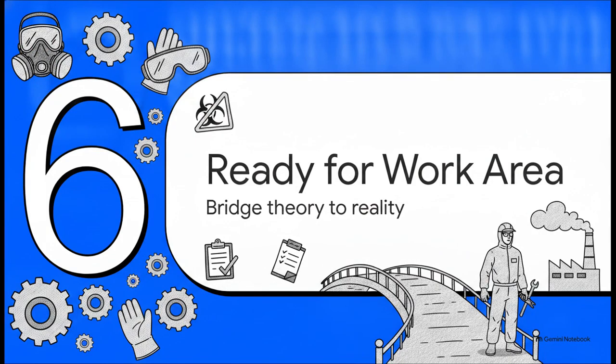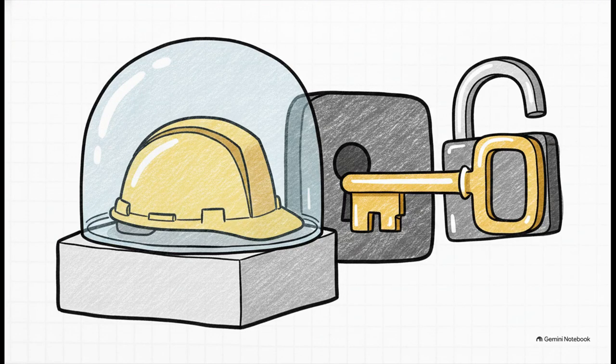And finally, Section 6. Ready for the work area. Let's bridge the gap from theory to reality. This is where the rubber meets the road. It's right here that you take everything we've just covered, all of this rigorous planning and prep, and put it directly into action. Your very next move will be safely defining and securing your physical work area. Look, good preparation is the ultimate key to getting the job done safely, compliantly, and efficiently. It's the solid foundation that actually keeps you alive on site.